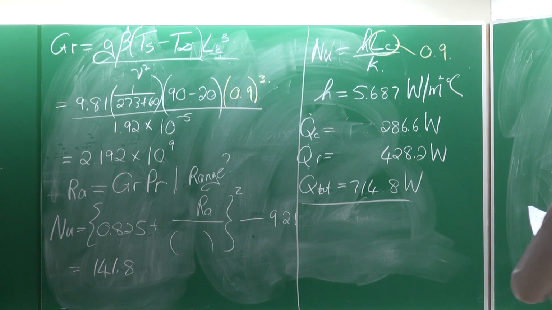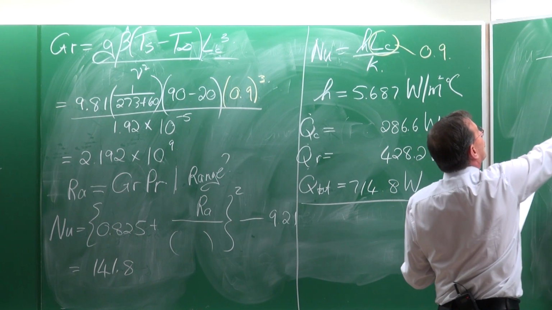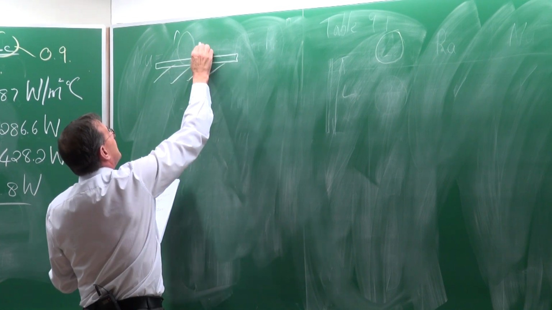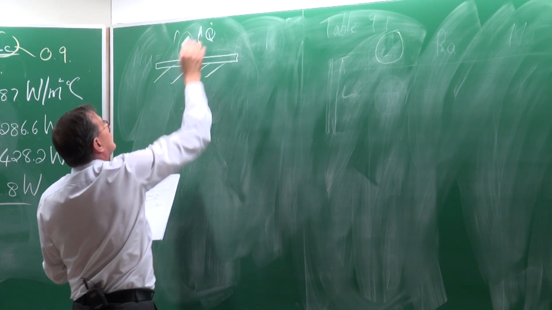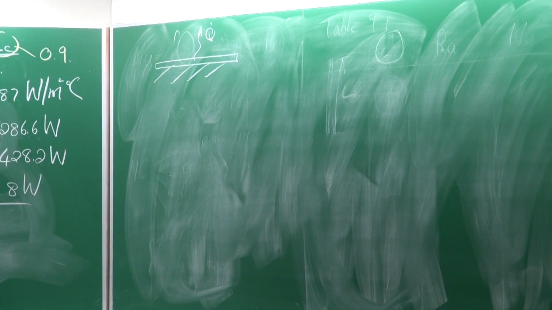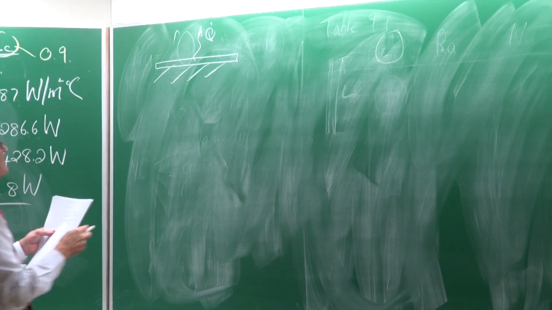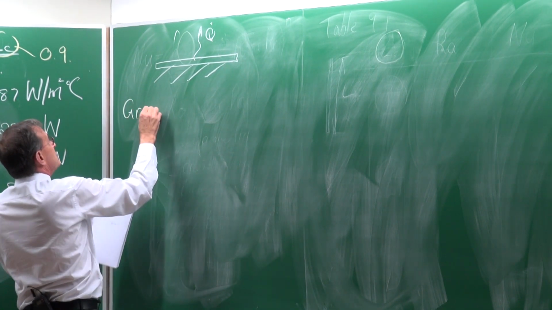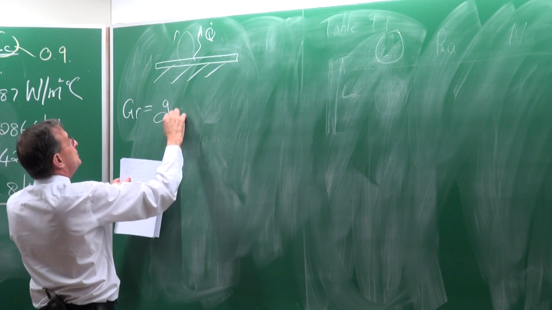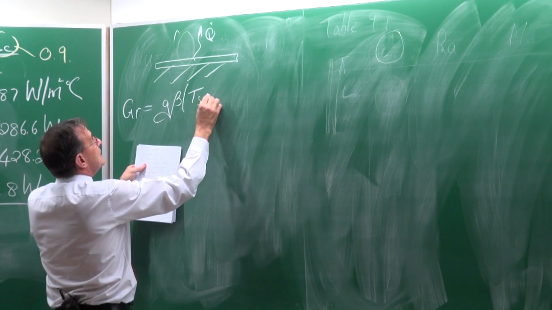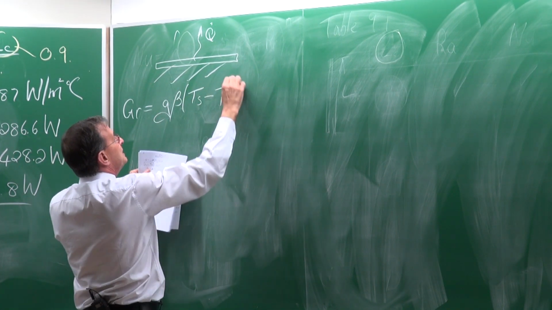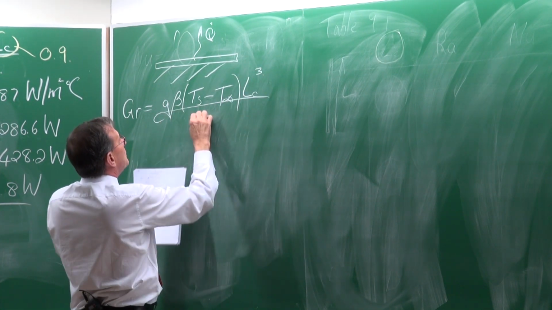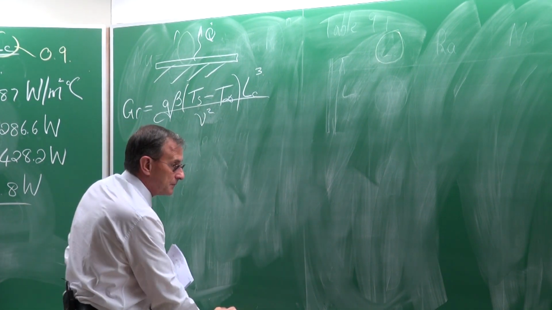Okay, let's change the orientation to horizontal. It's insulated there, and the heat transfer can only occur in the upper direction. Again, the Grashof number is equal to g beta, Ts minus T infinity, multiplied by the characteristic length, like that.